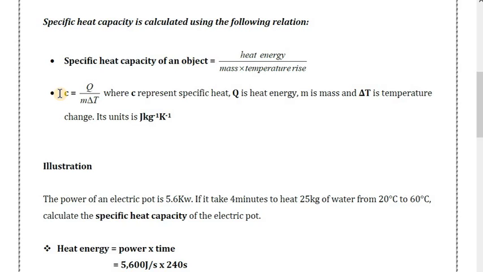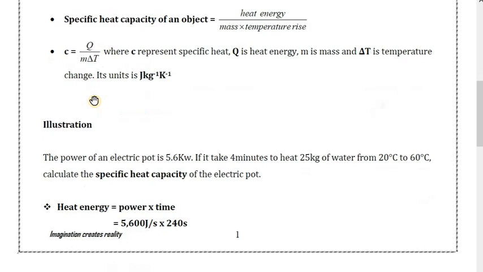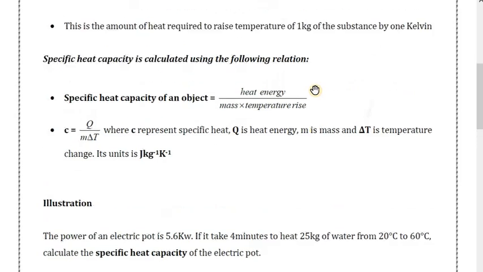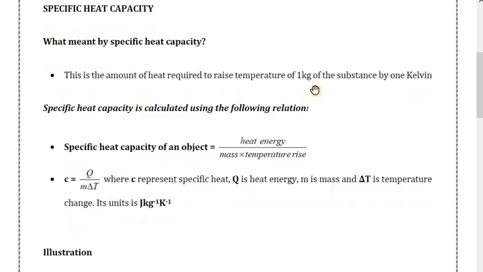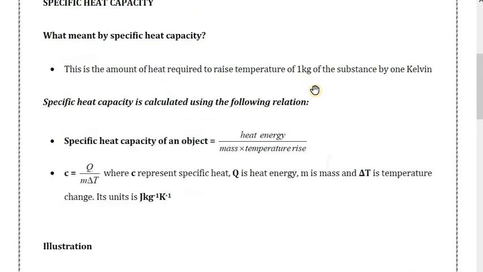Remember, heat capacity is a capital letter C. Specific heat capacity, small letter c, equals Q over m delta T. Q still represents heat energy, m represents mass, delta T is the change in temperature. Units: joules per kg per Kelvin. Okay? Joules per kg per Kelvin. So please pause the video again and go over this formula and make sure you understand it.